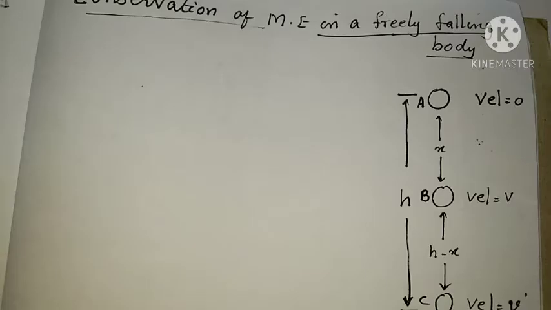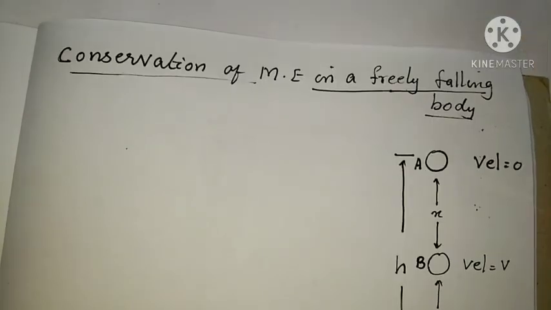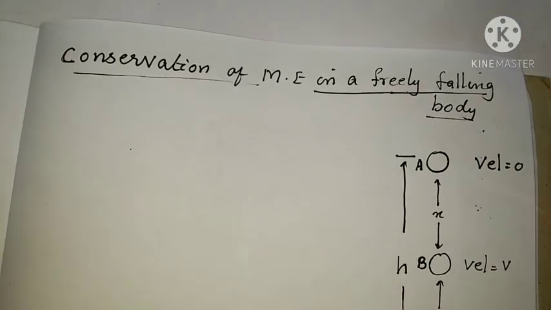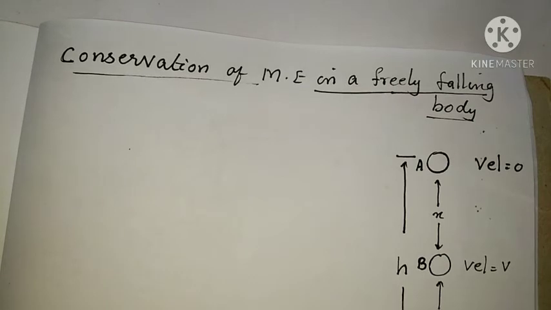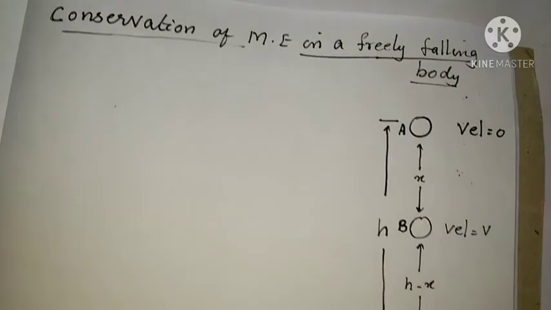Clear? Conservation of mechanical energy in a freely falling body. So mechanical energy means sum of the kinetic energy and potential energy. That is the total mechanical energy of a body, sum of the kinetic energy and potential energy. So here we can see how the mechanical energy is conserved in a freely falling body.